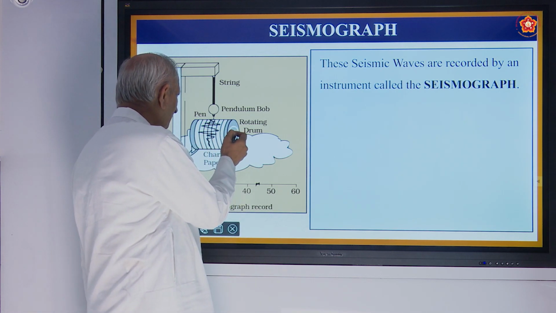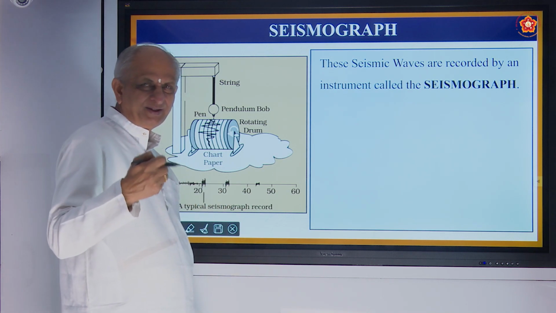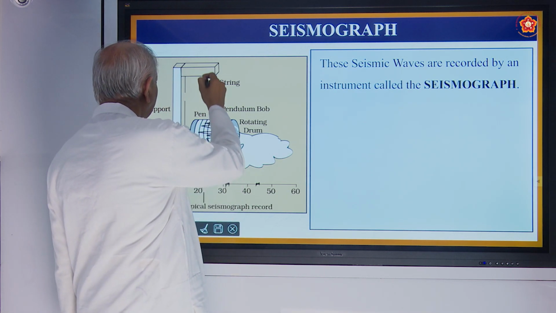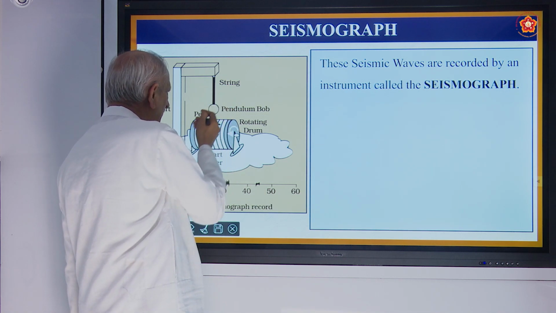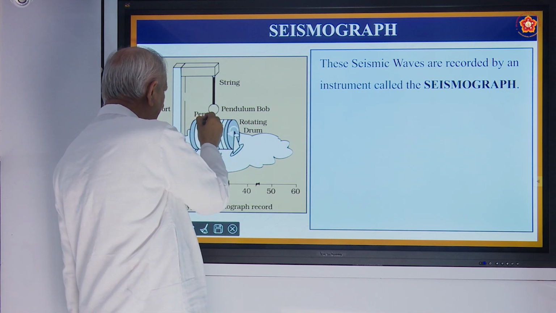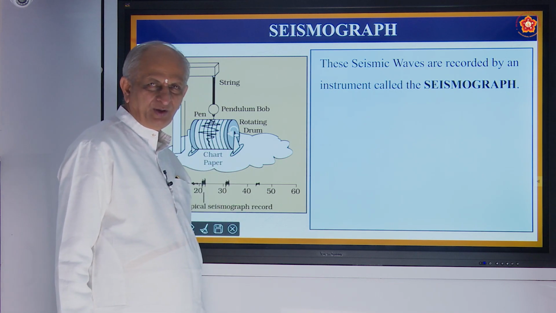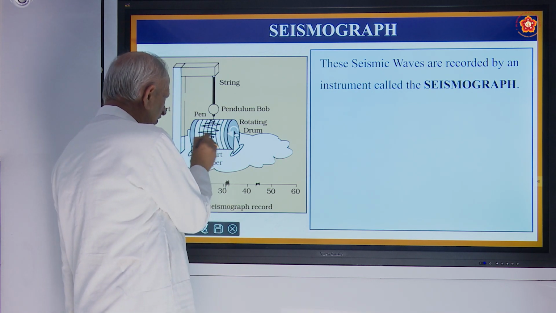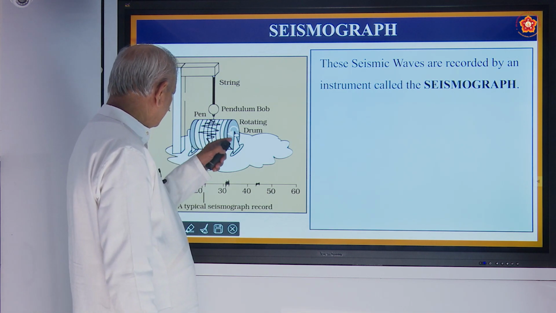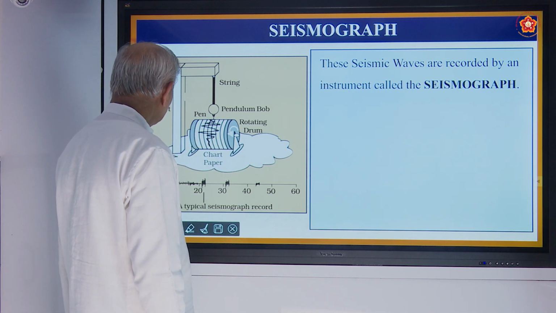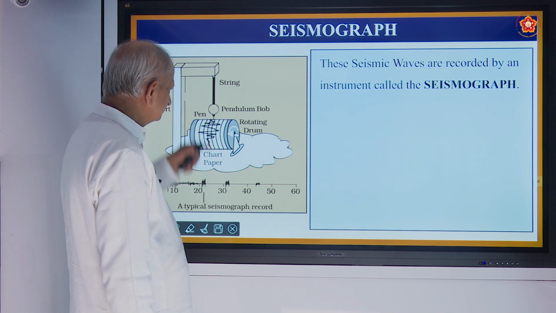Okay, and inside we kept some motors for movement. And there is a string here. This is called string. And this is a pendulum bob to which one pen is attached. Why do you want a pen? To record the waves. So this is the chart paper. Okay, and this is a stand, so support.